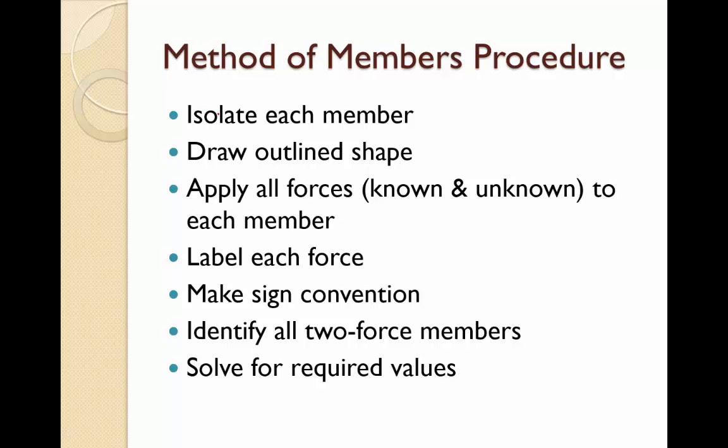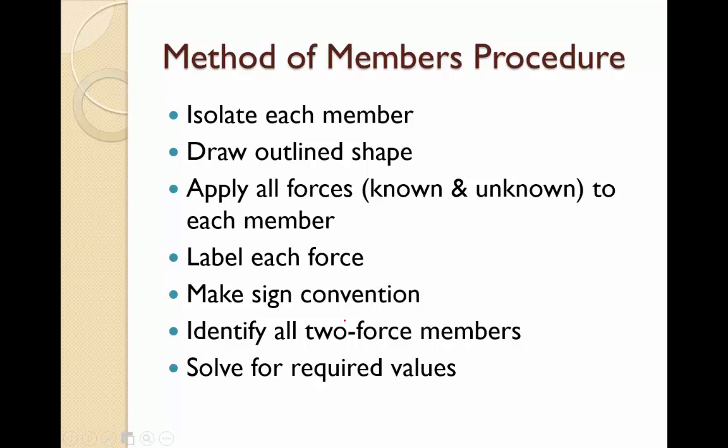When we look at machines, we use the method of members. So first of all, we isolate each member from its surroundings, and we draw the outline shape of each member. So we're going to have multiple free body diagrams for each of these problems, typically as many free body diagrams as there are parts of the machine. We will apply all the forces to each of those members, both known and unknown. We will then label each force, make a sign convention, identify all of the two-force members, and then solve for the required values.